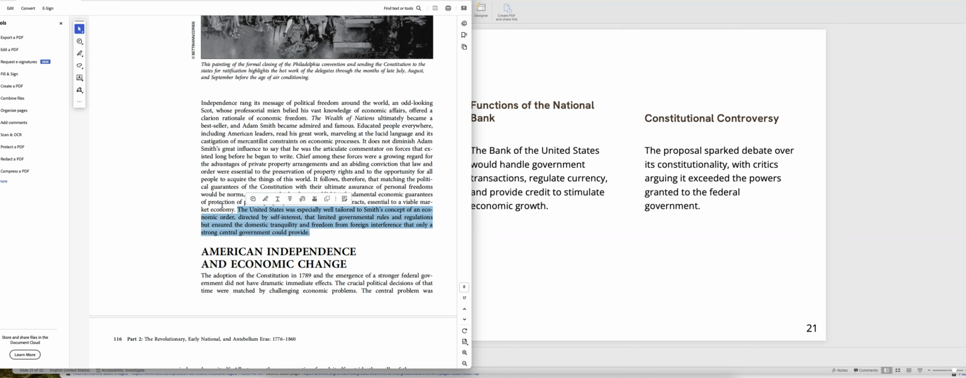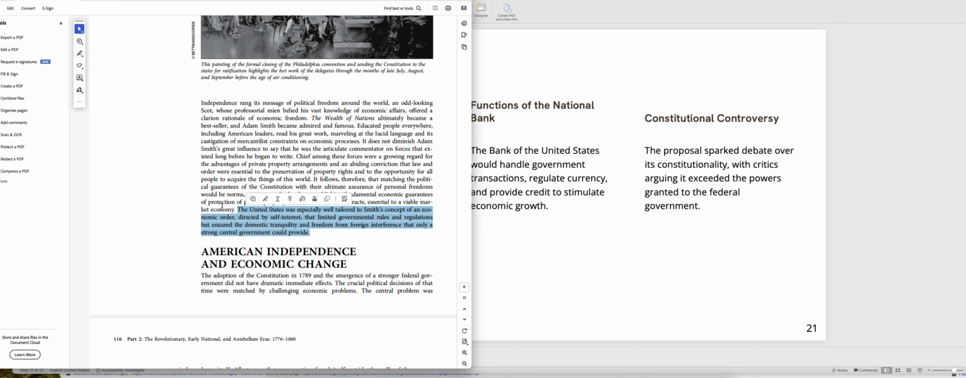The United States is especially well tailored to Adam Smith's concept of an economic order, directed by self-interest, that limited governmental rules and regulations, but ensured the domestic tranquility and freedom from foreign interference that only a strong central government could provide. That is how we're structuring the central government and the state government and the economy as a whole.